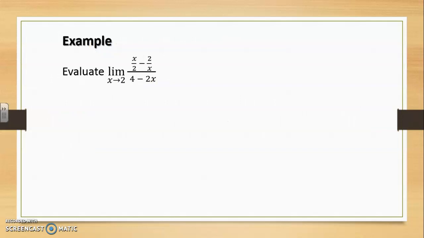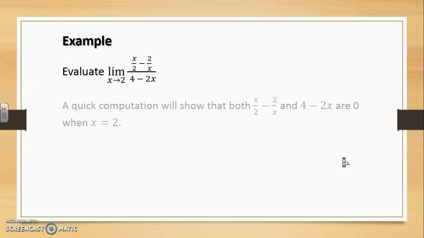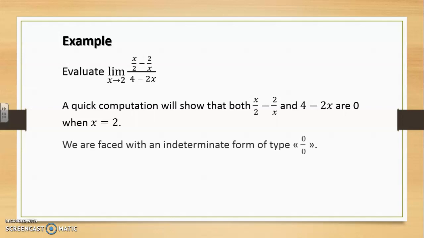Here's an example where we have to evaluate x over 2 minus 2 over x, divided by 4 minus 2x. As usual, a quick computation will show that the numerator and denominator are both 0 when x is equal to 2. So we are faced with an indeterminate form of type 0 over 0.